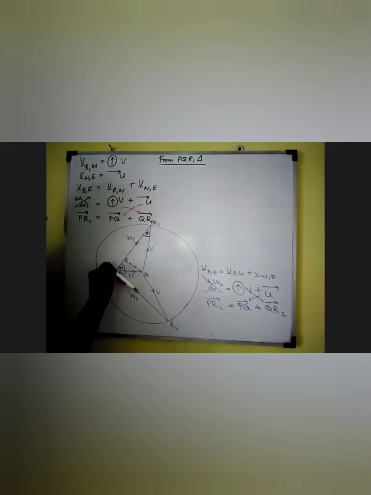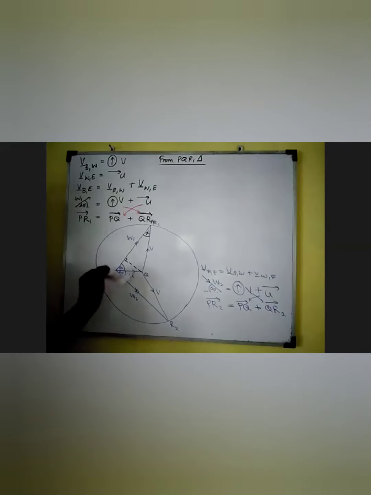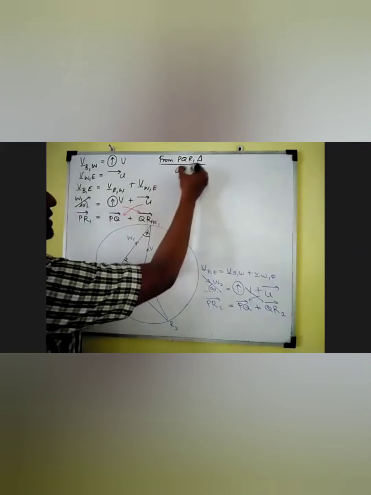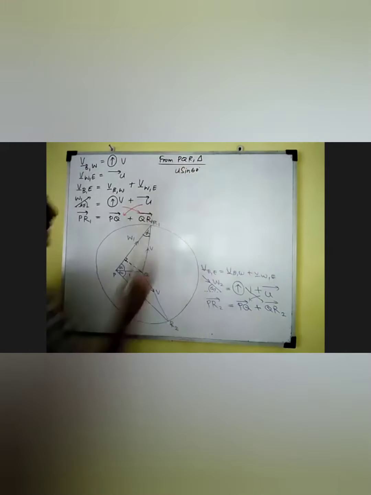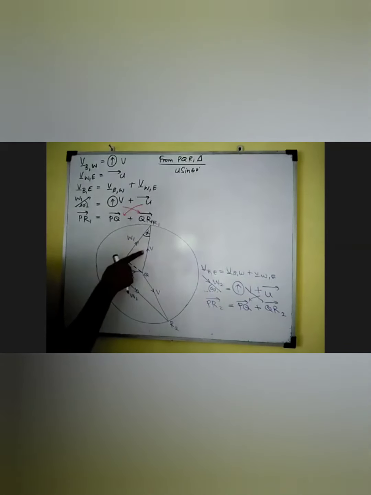U sin 60. When we resolve this U to get this black color distance, it should be U sin 60. Then it is U sin 60. Then we can take the same distance, same length by resolving V.